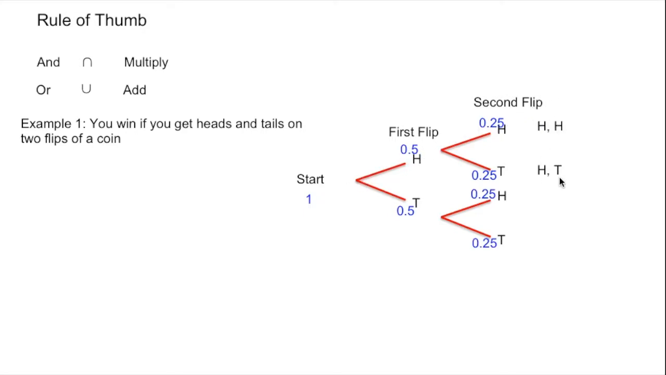You can get heads, heads, heads, tails. You can get tails, heads, or tails, tails. The probability of getting heads, heads is 0.25. The probability of getting heads, tails, 0.25, a quarter. The probability of getting tails, tails is a quarter. Probability of getting tails, heads is a quarter.